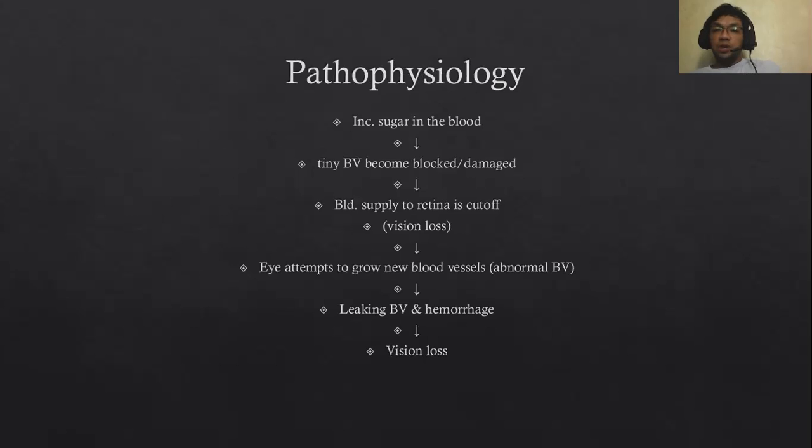So the pathophysiology of this is there's increased sugar levels in the blood. These tiny blood vessels become blocked or damaged. Blood supply to the retina will be cut off, leading now to vision loss. And the eye will attempt to grow new blood vessels, which are abnormal blood vessels. And these blood vessels will leak and create hemorrhage, further complicating things for a patient who has diabetic retinopathy, leading to vision loss.